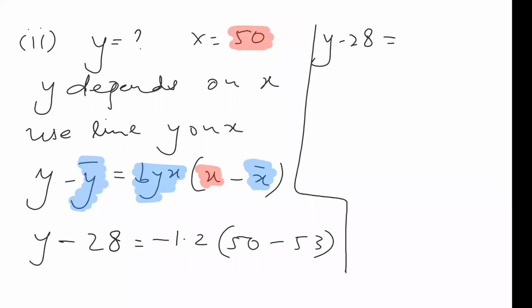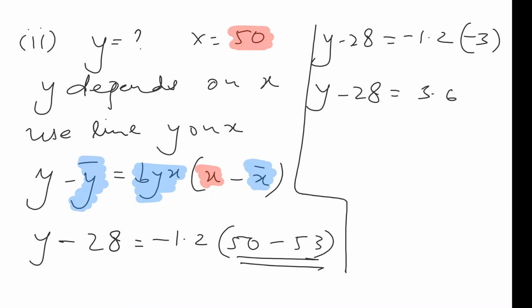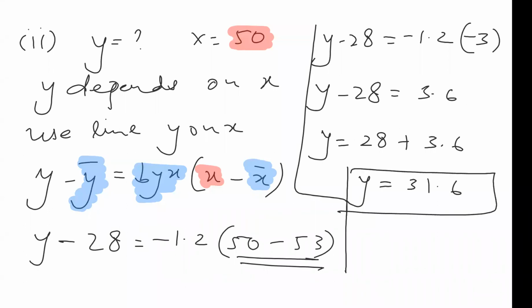Y minus 28 equals minus 1.2 into, BODMAS says that the bracket has to be solved first. So 50 minus 53 will give you minus 3. So y minus 28 is equal to 3.6. Okay, minus into minus is plus. 1.2 into 3 is 3.6. Minus 28 will move to the right hand side. So it will be 28 plus 3.6. Y is equal to 31.6. Y is equal to 31.6. Okay, so that's how we have predicted the value of y. Okay, right?